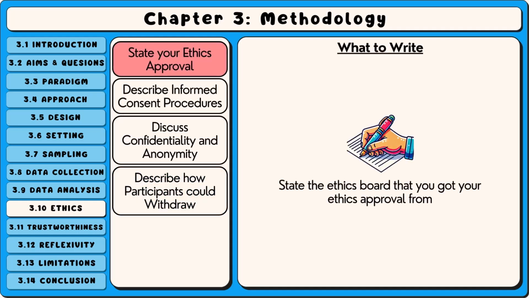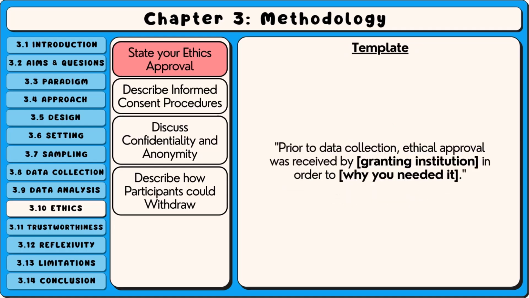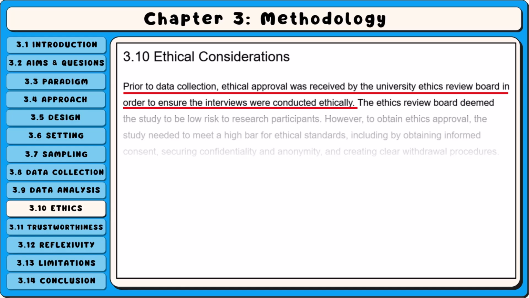Starting with stating your ethics approval, here you will need to name the ethics board that you received your ethics approval from. Here's a template. Prior to data collection, ethical approval was received by, and then name the granting institution. Then finish with, in order to, and then state why you needed ethics approval. Here's an example. Prior to data collection, ethical approval was received by the University Ethics Review Board in order to ensure the interviews were conducted ethically.